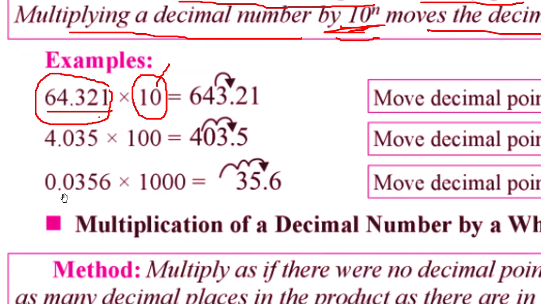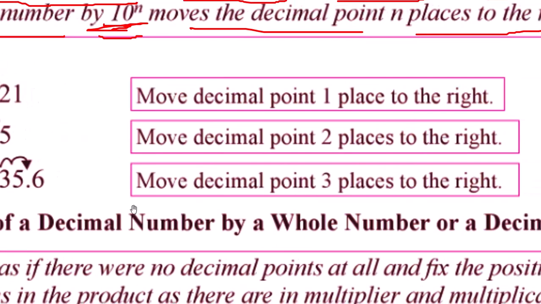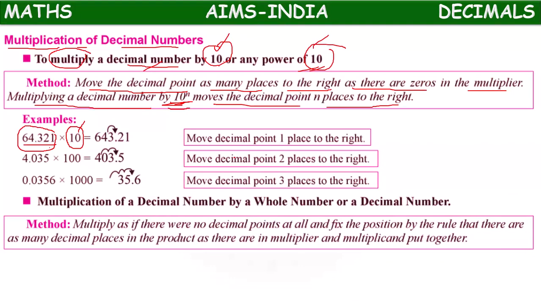Or you have an example like 0.0356 into 1000. The multiplier is 1000 here, three zeros it is having. So you have to move the point three places towards the right. So 1, 2, 3, means after 5 you have to keep the point. But before 3, we have two zeros. If you have zeros on the extreme left position in the numerical part, those zeros will not have any value. We can remove them simply. So we can write it as 35.6. So here the decimal point is moved three places to the right.